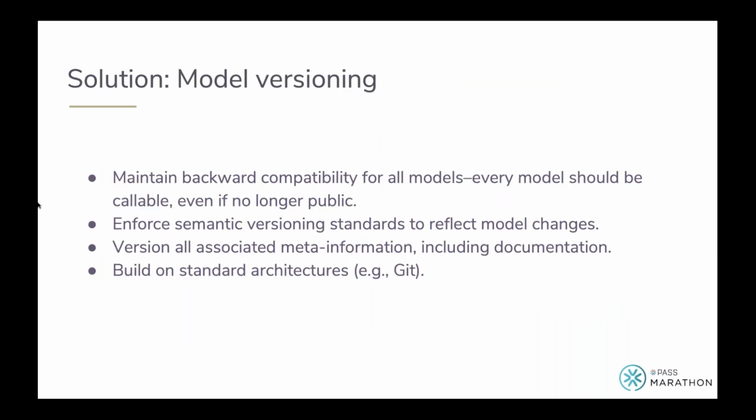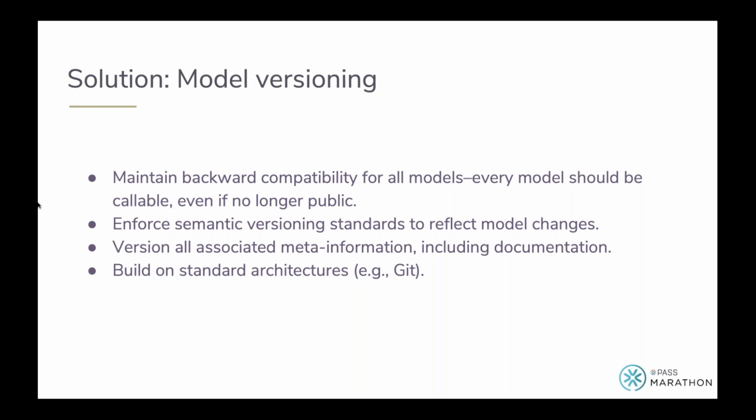So we talk about how you actually deal with this iteration speed and the scale that would cause it. If I'm creating a new model every couple of minutes, every couple of hours, the mess that could generate is really, really massive. So what we want to do is always ensure backwards compatibility for all models. Every model should be callable, even if no longer available.